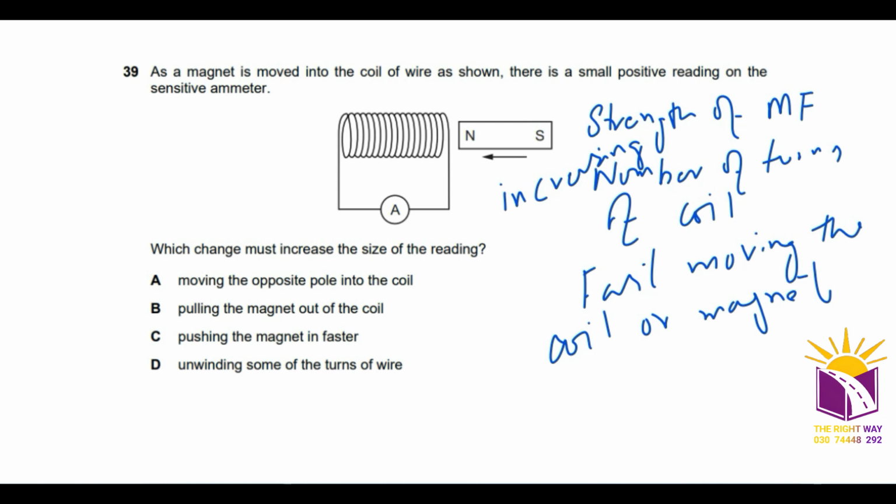So moving the opposite pole into the coil is not the right option. Pulling the magnet out of the coil is not the right option. Pushing the magnet in faster is the right option, as fast moving of the coil or magnet increases the reading. Unwinding some of the turns is going to decrease the reading, not increase it.